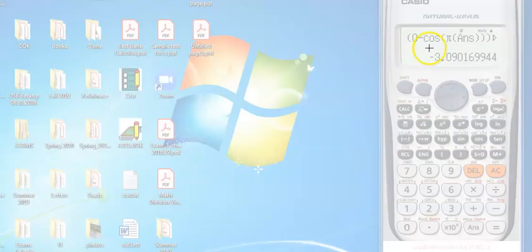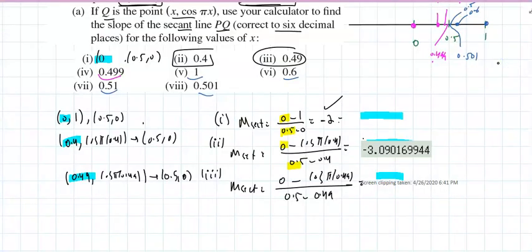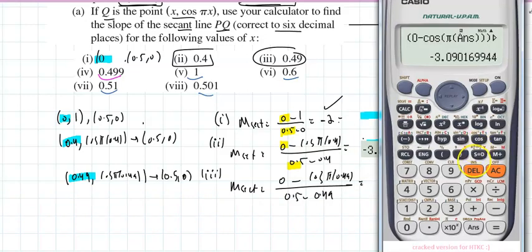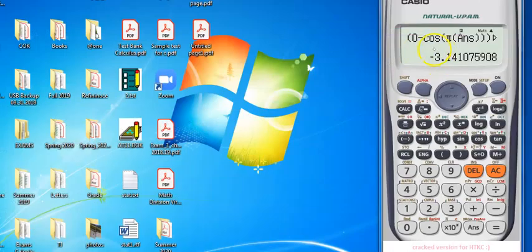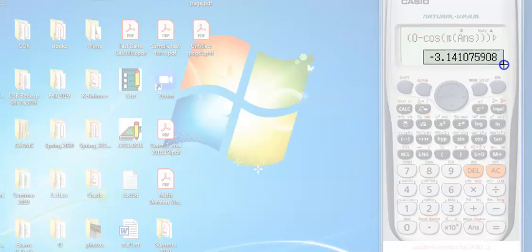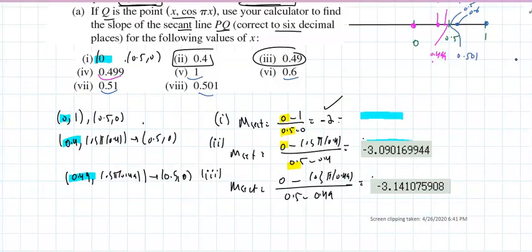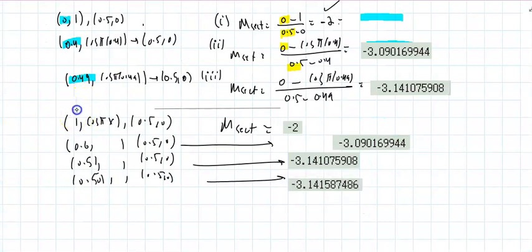If I take a 0.4, enter, and if I go up and evaluate, I'm going to copy that number. They want us to get it to 6 decimal places. And if I run and do this again, if I take a 0.49, enter, and if I input that, there's the value. And if I use my calculator on all of these values, that's what I will get.